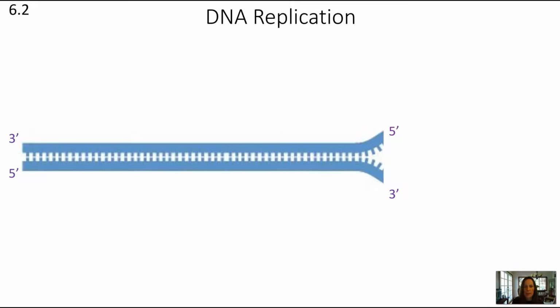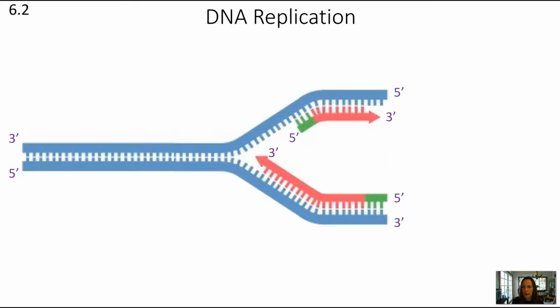So we can see that this double helix is about to be unzipped by helicase. And as it gets unzipped, we start the process. That green is showing the primer, and then the red is showing the new DNA. So we begin this process.